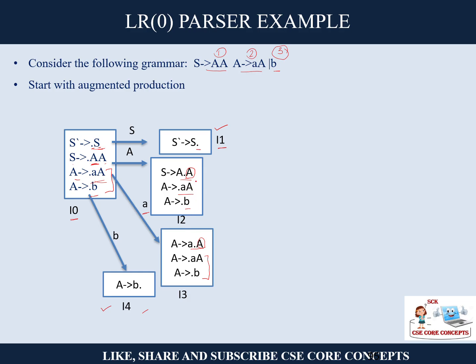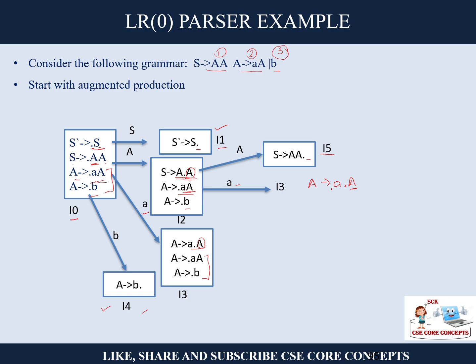Now for I2, if you are looking at the first rule, the dot will move one position. It will take the form S is AA dot. That is your closure I5. Now nothing is there, so it is complete. Let us expand the second rule where we have A. We are going to say A takes the form A dot A. Now since after this dot there is A, again you have to expand this.